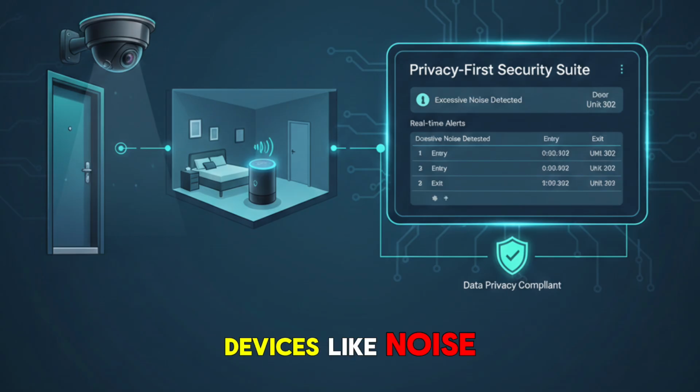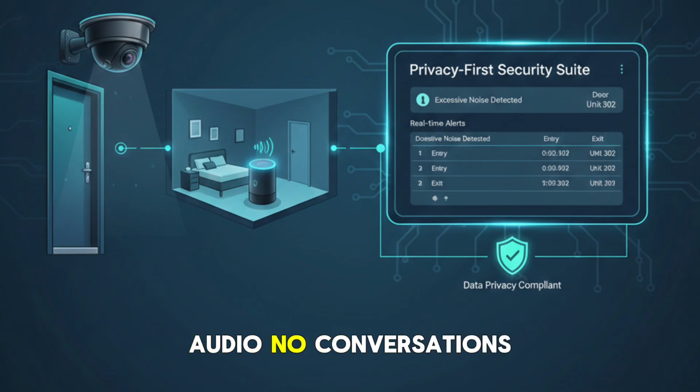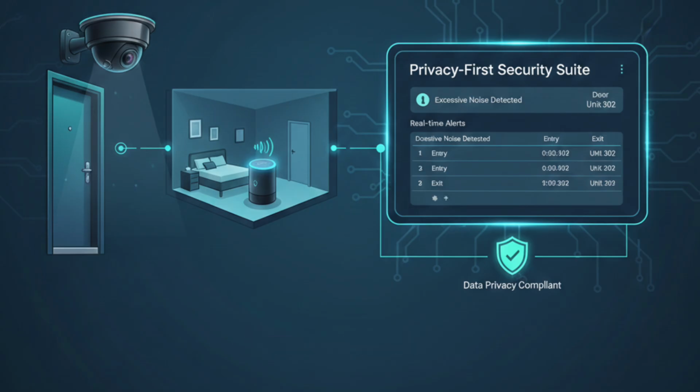Noise monitoring devices like NoiseAware sit inside the property and measure decibel levels. They don't record audio, no conversations, no privacy issues. They just track noise levels. If it exceeds your threshold, you get an alert. Noise level at property A has exceeded 80 decibels at 1 a.m.